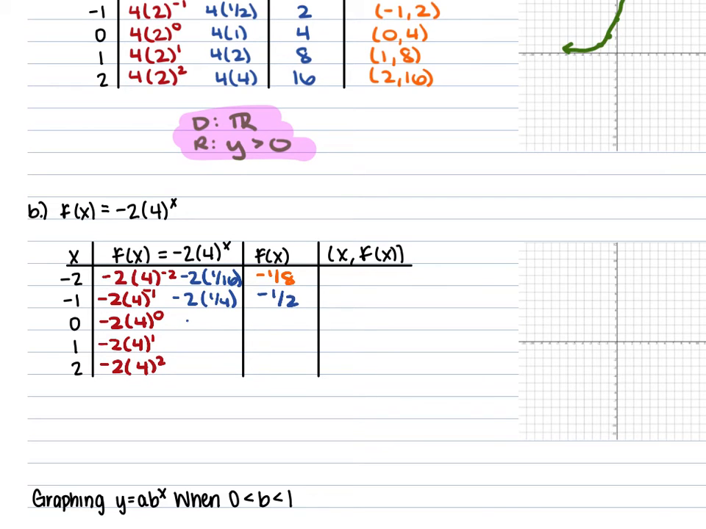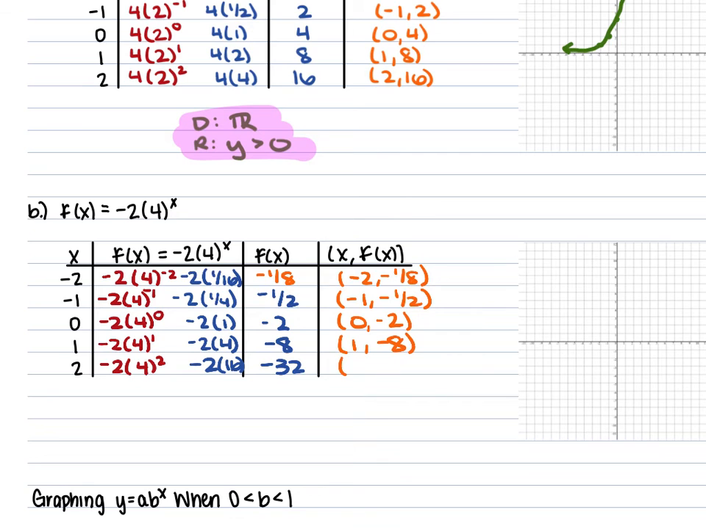The negative 2 times 4 to the power of 0 is negative 2 times 1. That's negative 2. Negative 2 times 4 to the first power is negative 2 times 4, which is negative 8. Negative 2 times 4 squared is negative 2 times 16, which is negative 32. So these are giving us ordered pairs of negative 2, negative 1/8, negative 1, negative 1/2, 0, negative 2, 1, negative 8, and 2, negative 32.